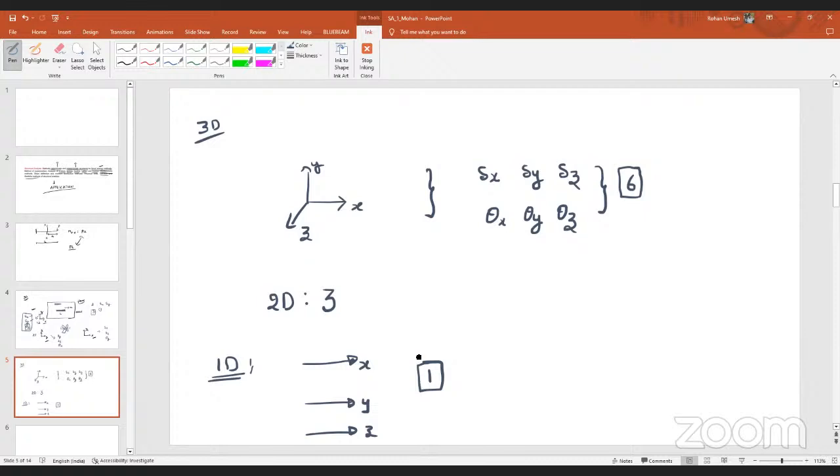Okay, those who already have clarity on these things, please don't get bored, because these are the basics to start with. And these are very, very, very important, because of these things only we are going to find out our static indeterminacy or kinematic indeterminacy. So that's why we are discussing them in detail.